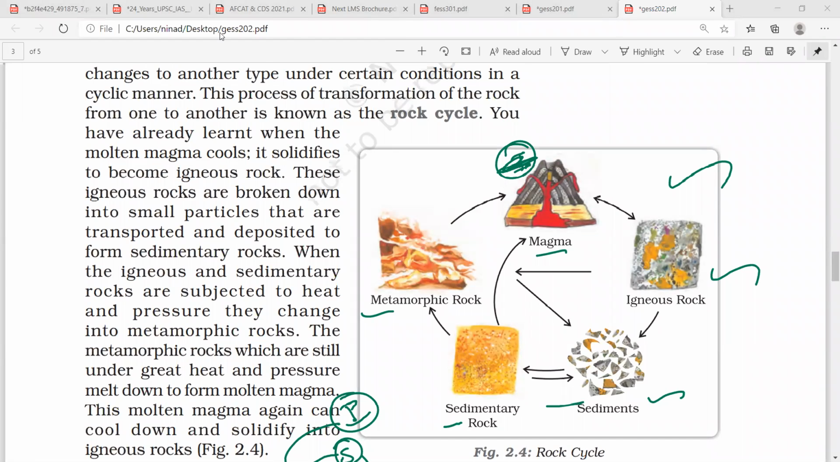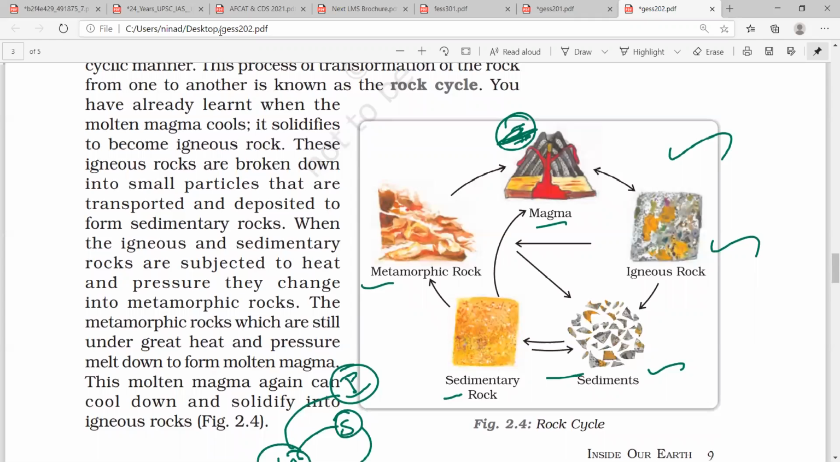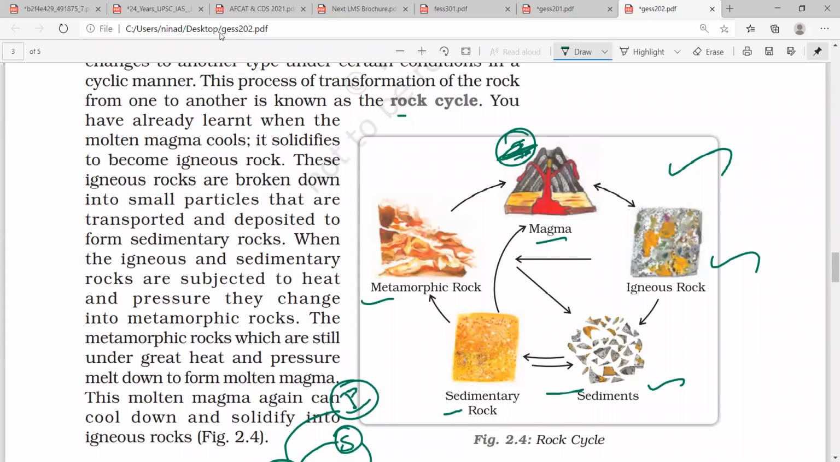Is it done? Okay, so this is the rock cycle. Any rock can become anything else. This one is the rock cycle. Any doubts in the rock formation or the rock cycle or any kind of things? Tell me. Examples are very, very important.